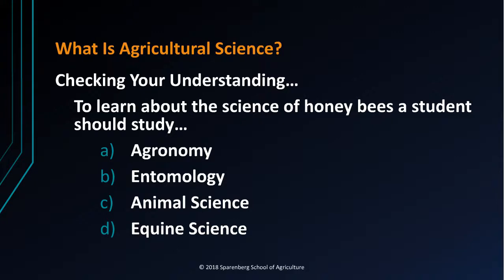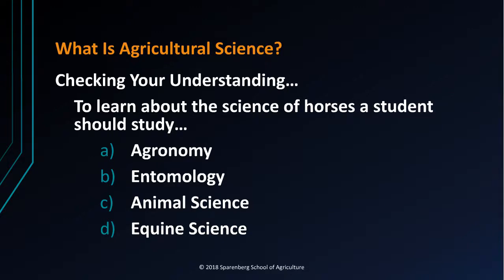Multiple choice. To learn about the science of honeybees, a student should study A, agronomy, B, entomology, C, animal science, or D, equine science. The correct answer is B. Entomology is the study of insects and would include honeybees. Entomology is a life science.